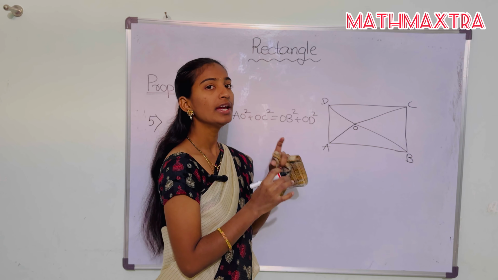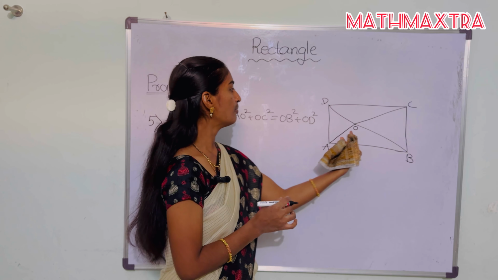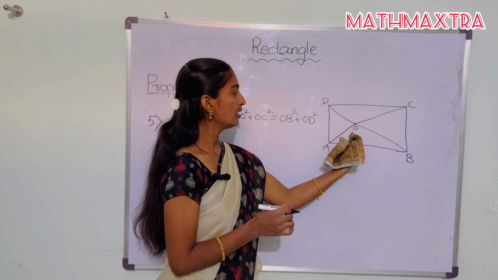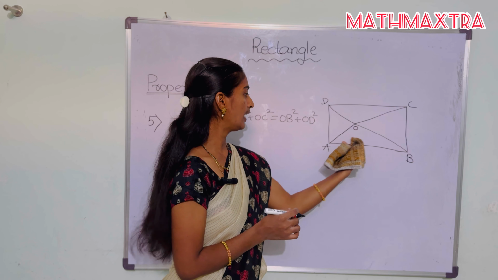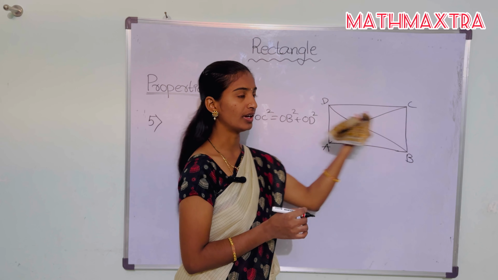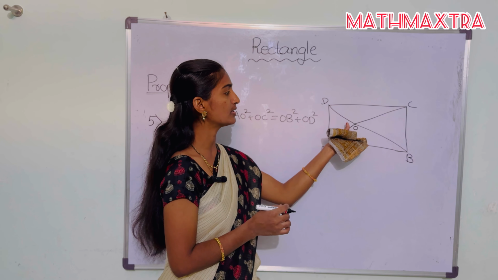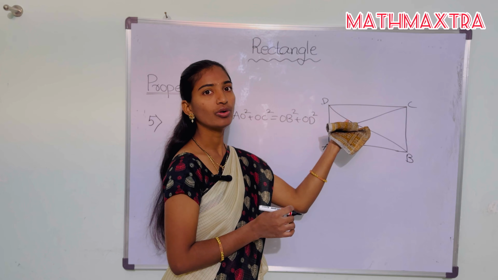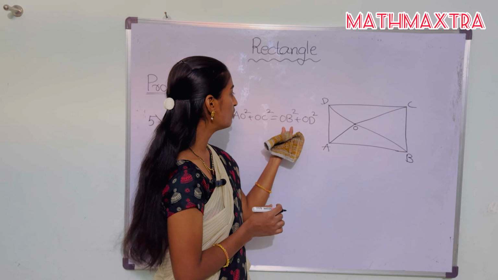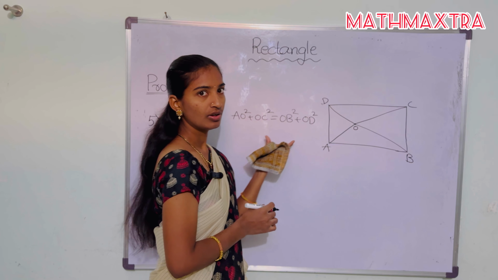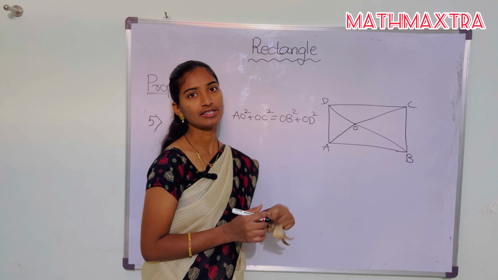So in the rectangle, if you consider any interior point and join that point with all vertices, it holds the relation that the sum of the squares of the opposite vertices, see, OA square and OC square, is equal to the sum of the squares of the other two vertices, OB square plus OD square. This is possible only in case of a rectangle.